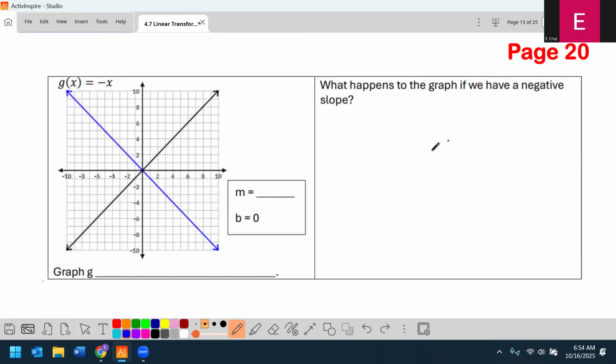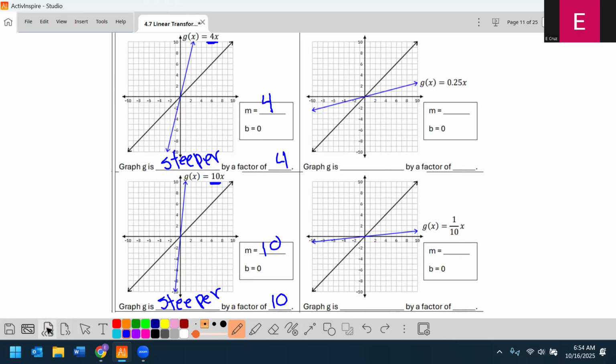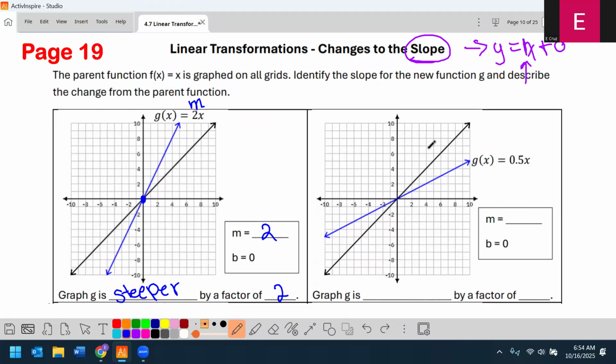Okay, coming back to the top of the page on the right side. Now on these examples, I have a number that's less than 1. 0.5 is my slope. And you can see that my graph now became less steep. So it's not as inclined as the parent function. It's actually flatter, right? So kind of flatter, but we say less steep by a factor of 0.5.